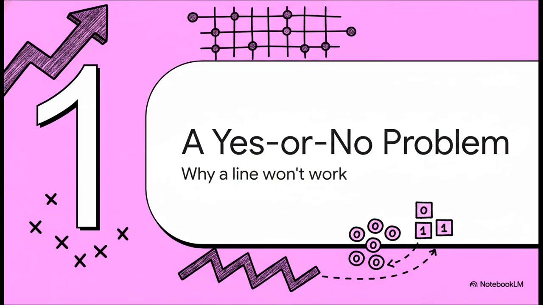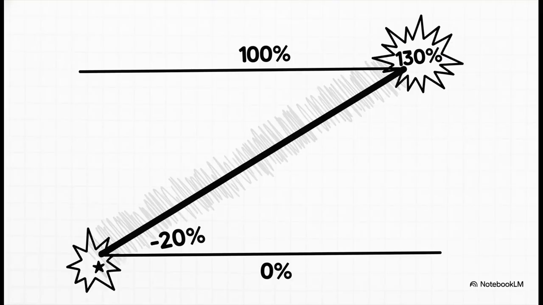Now, if you're thinking, hey, I know how to predict things, why not just draw a straight line through the data with linear regression? That is a great first thought. But it hits a wall, and it hits it hard, especially when our answer can only be a yes or a no. And here's the problem in a nutshell. A straight line just keeps going forever. So if you push it far enough, your model might predict a negative 10% chance of something happening, or 120% chance, which makes absolutely no sense. Probabilities have to live between 0 and 1, between 0% and 100%. A straight line just doesn't respect those boundaries.